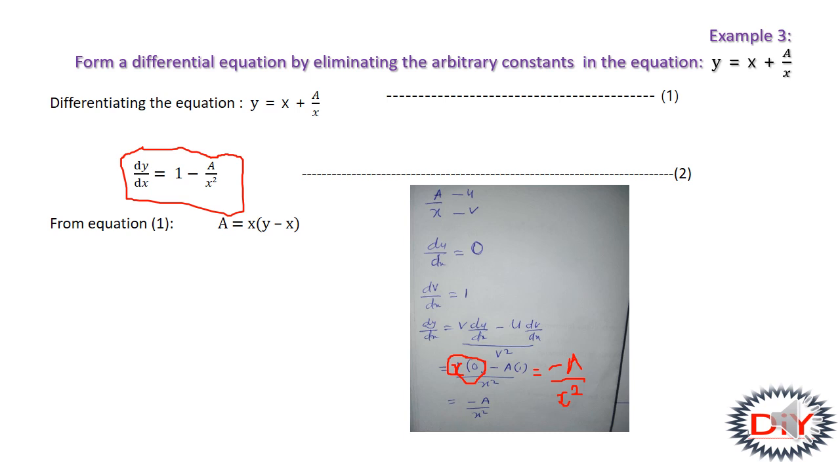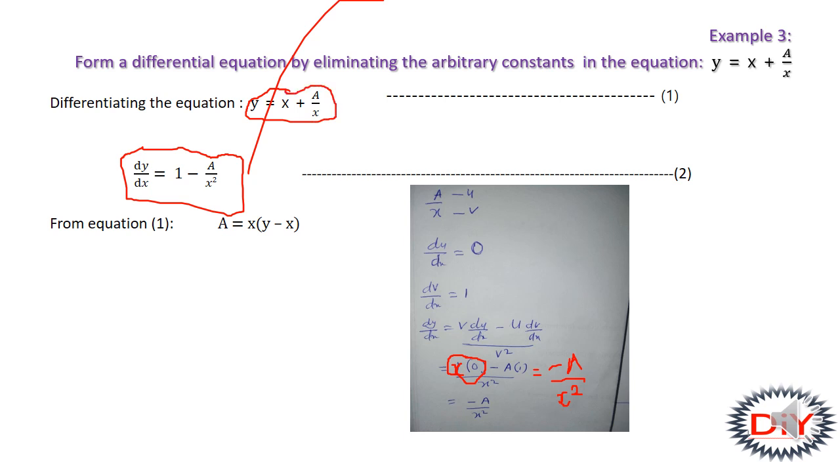So now from equation 1 you can also draw out that a equal to x times (y minus x). Now there's no new thing here, there's no formula. I just try to expand this.